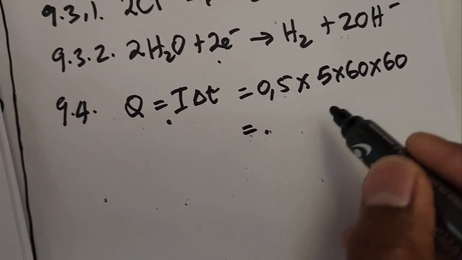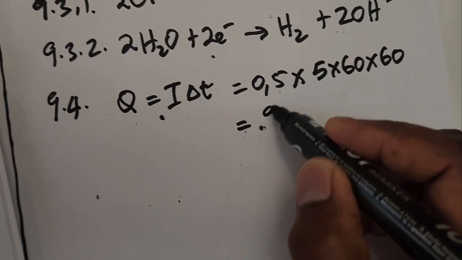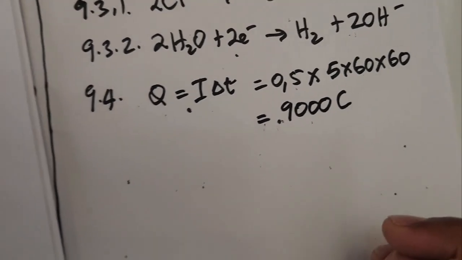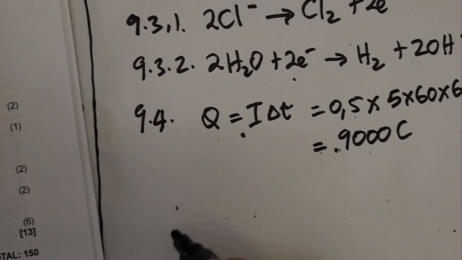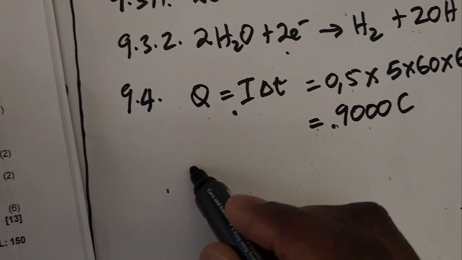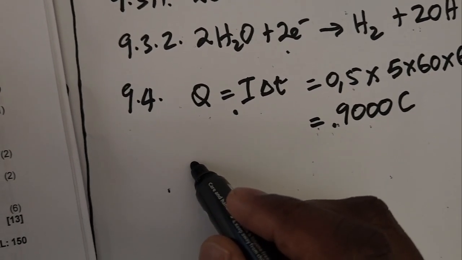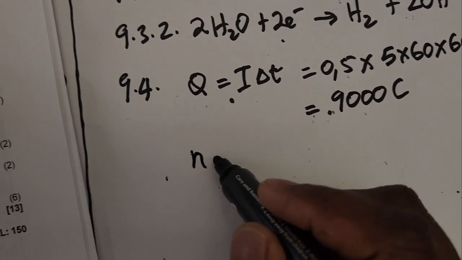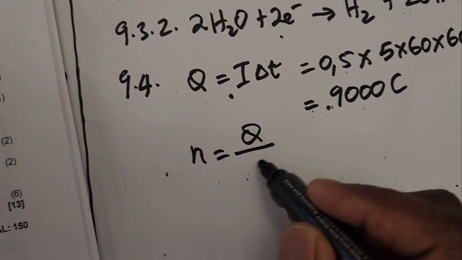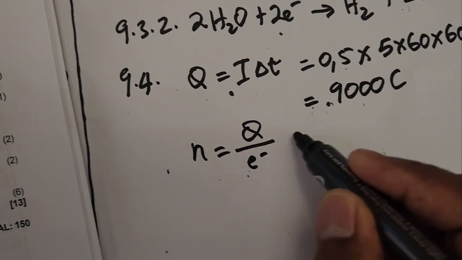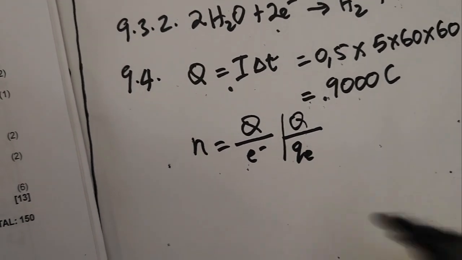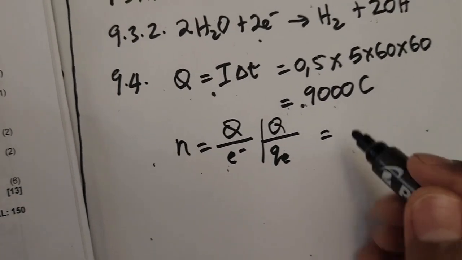I think that's how it brought about, which will be around 9,000 coulomb. That is the total charge. Now, no problem. Once we have got a charge, we can now still in physics calculate the number of electrons. Remember, the formula says number of electrons equals charge over elementary charge. You can write E or just write Q over Qe. So both mean one and the same thing.